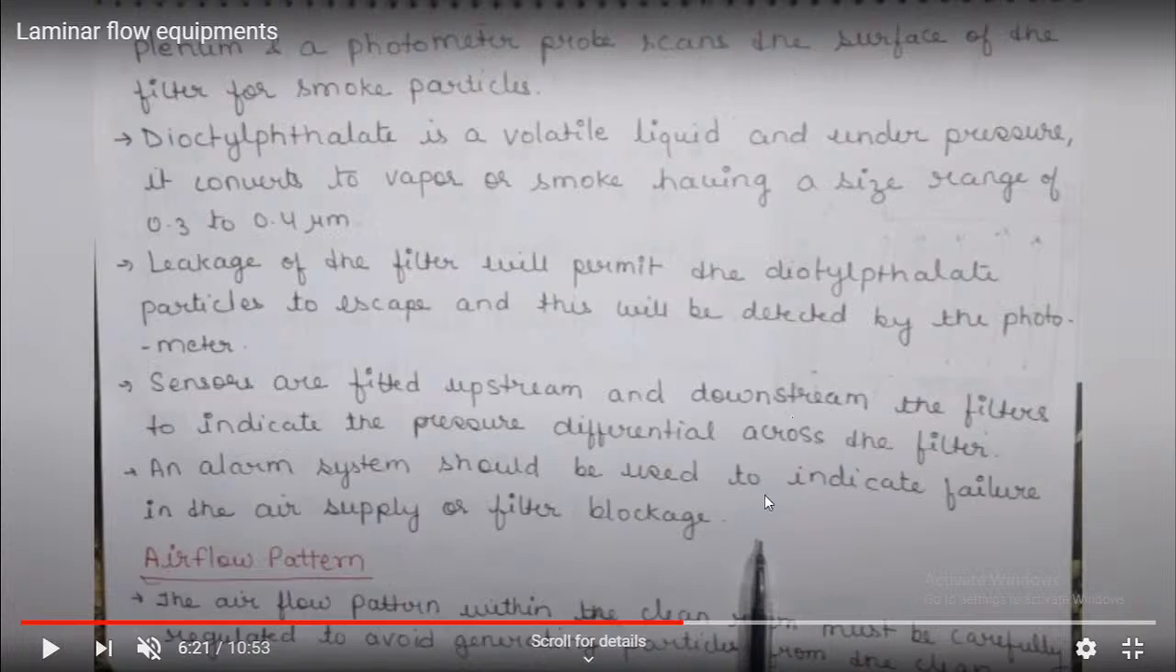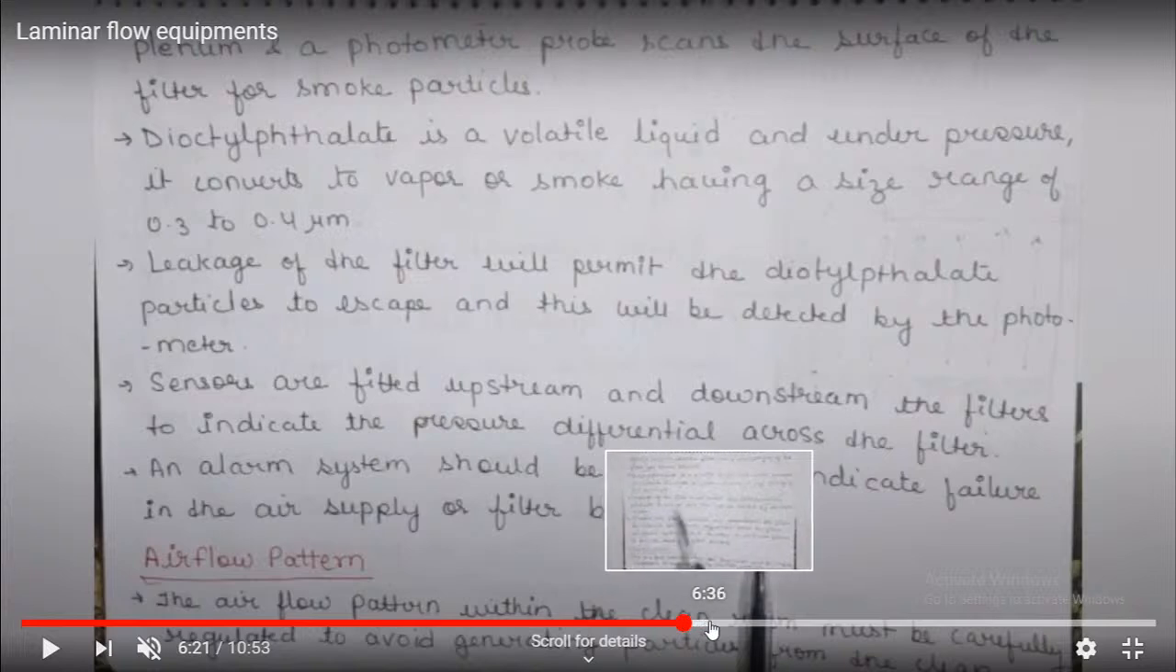Okay, so you got how the DOP works. Here we use DOP smoke and it passes through the air. If there is a leakage in the HEPA filter, then the DOP particles will escape, and these escaped particles will be detected by the photometer. Also, the sensor indicates the pressure differential across the filter.